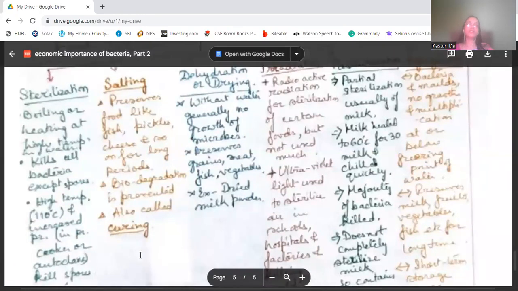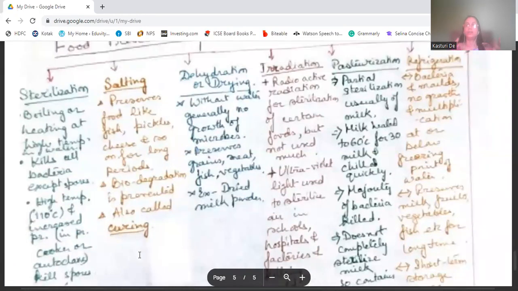First is sterilization, where the substance is kept in water and it is boiled or heated at a very high temperature. What does high temperature do? It kills the bacteria except the spores. How high will the temperature be? Around 110 degrees centigrade. And if it is more than 110 degrees centigrade with increased pressure, that is, if it is treated in a cooker or autoclave, then even the spores can be destroyed.